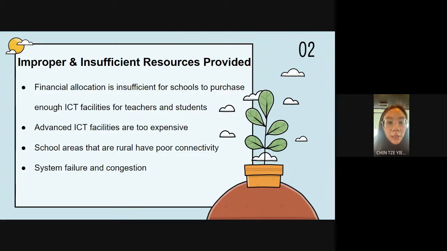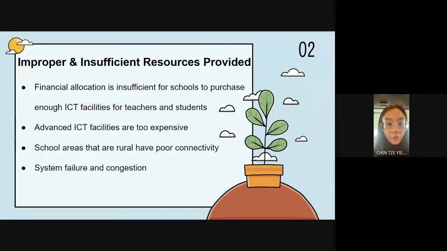The government sometimes allocates a certain amount of money for schools to purchase ICT facilities. However, most of the advanced ICT facilities, such as the interactive whiteboard, are too expensive, and sometimes the allocation is not enough to provide sufficient facilities for the teachers.